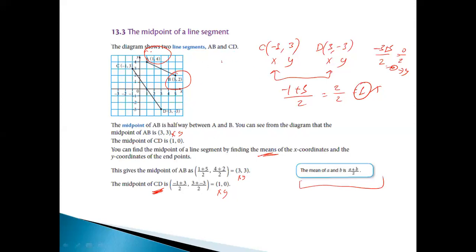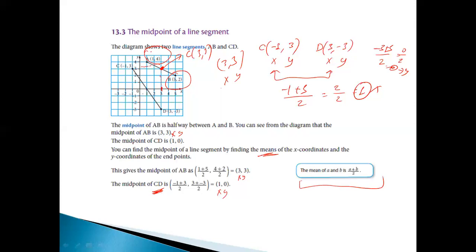The midpoint was (3, 3), with x equal to 3 and y equal to 3. In a grid, let's show it. Where x is 3 is here, and y must also be equal to 3. So our midpoint is here, okay? So our midpoint of AB is (3, 3).